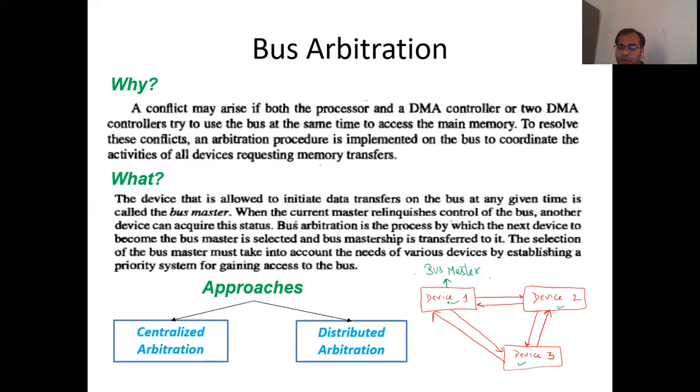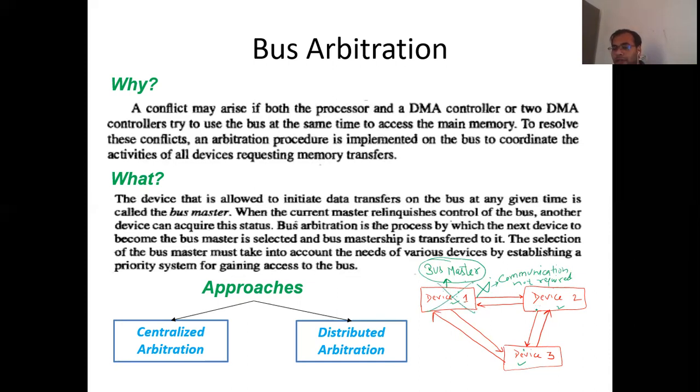Let us suppose now the process has been initiated by device 1 and communication has started between device 1, device 2 and device 3. Let us suppose after some time device 1 does not want to communicate further with devices 2 and 3. Communication is not required from device 1, but device 2 and device 3 still want to continue their communication. Now we have to select some process for this bus mastership. Previously device 1 was the master, but now device 1 does not want to communicate, so it has left the bus.